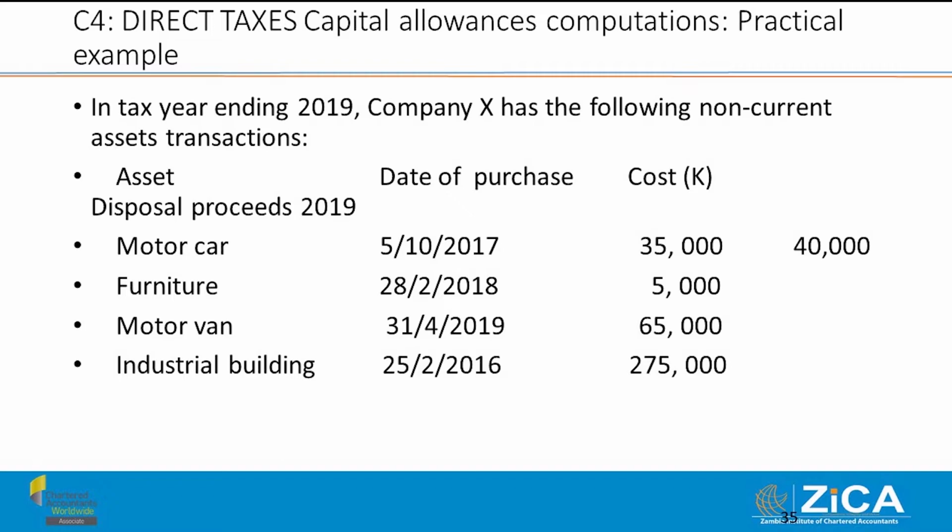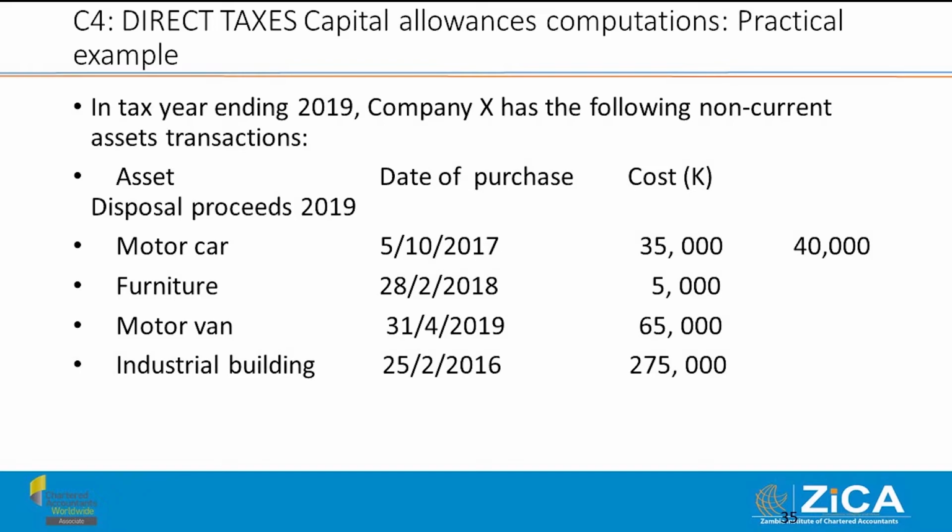The next one is furniture, which was bought in 2018 for 5,000. Motor van purchased in April 2019, 65,000. Industrial buildings, which were purchased 25th February 2016, some years back, at 275,000. Now in this scenario, how can we present this in a more user-friendly capital allowances computation schedule so that we don't get lost at all?